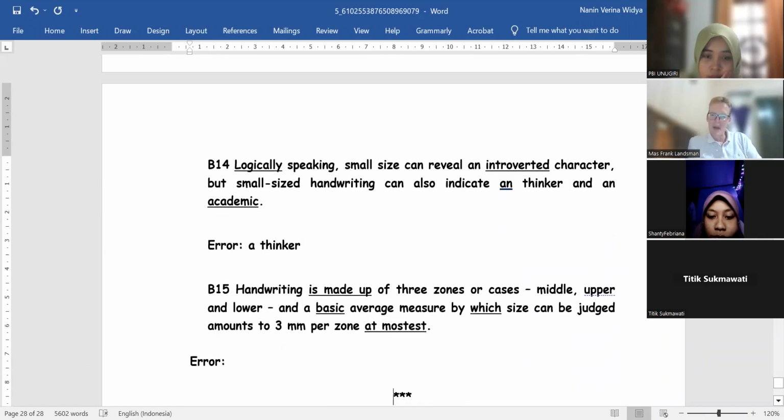Handwriting is made up of 3 zones or cases: middle, upper, and lower. Jadi ada di tengah, di atas, di bawah. And the basic average measure by which size can be judged amounts to 3 millimeters per zone at mostest. Who can correct the last one? The last word, last 2 words, underline.